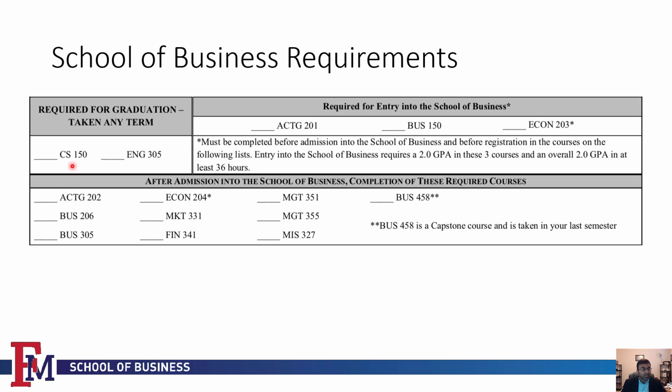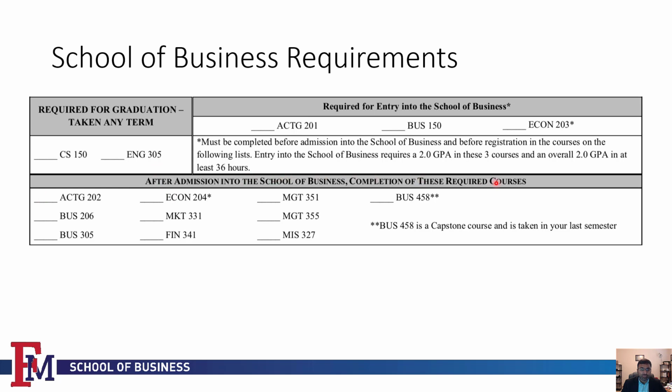In your freshman year, you will take Business 150 in your first semester, and in your second semester, you will take CS 150. You're also required to take Business Writing or English 305 right after you finish your English 102. So remember, in your Gen Ed, you were supposed to finish English 101, then 102, and then you can do your English 305.